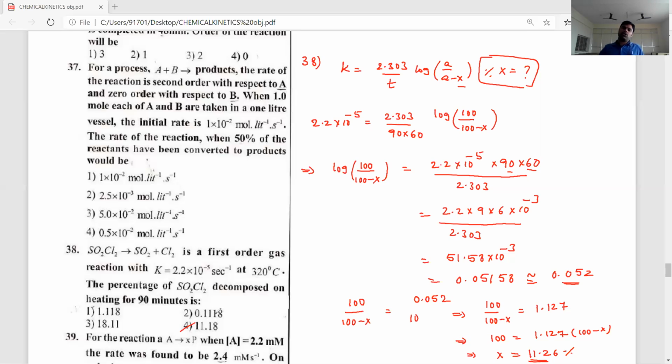The main important thing is that the given reaction is first order, K is equal to 2.303 by t into log A by A minus x. The same percentage of reactant that decomposes is the amount of product that forms. A is the initial concentration and x is the amount of product formed, so A minus x is the amount of reactant left at 90 minutes. They did not ask for the final concentration of reactant, but the percentage of reactant decomposed. That is x, which came to 11.26 percentage.